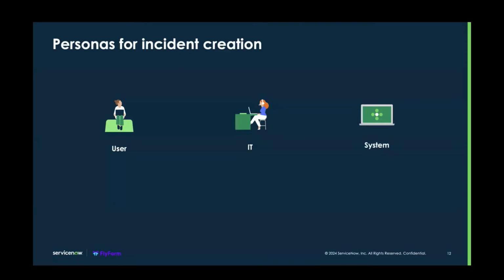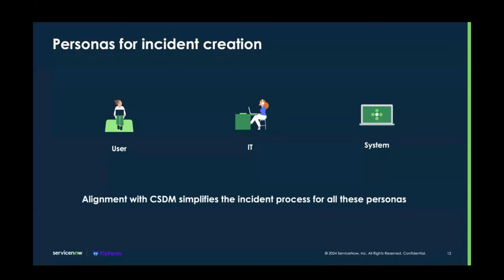And then finally, you've got the system area. So how are systems communicating with each other? What's happening in the background as we log incidents and relate them to the relevant services and other things that exist in our business's ecosystem? Alignment with CSDM simplifies the process for all of these personas. So your system to system, your IT to user, all that stuff becomes simplified when you have a handle on the data through your CSDM.